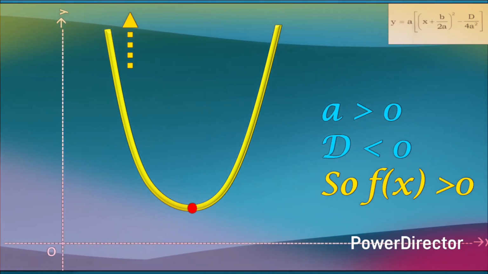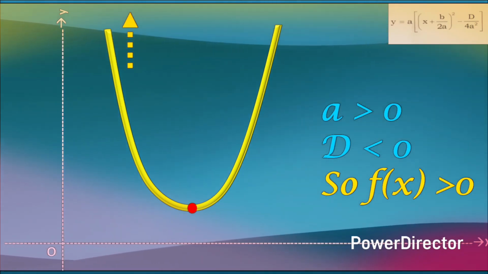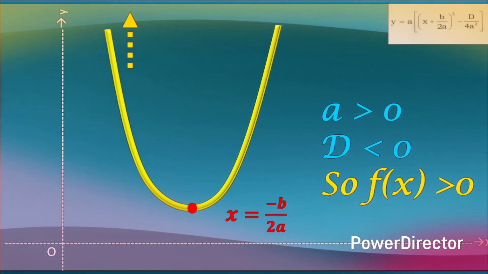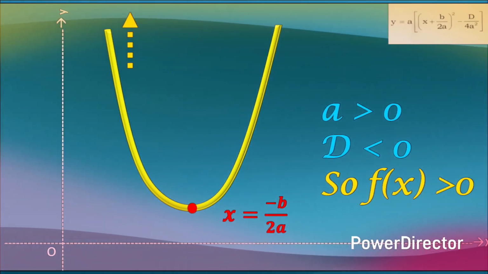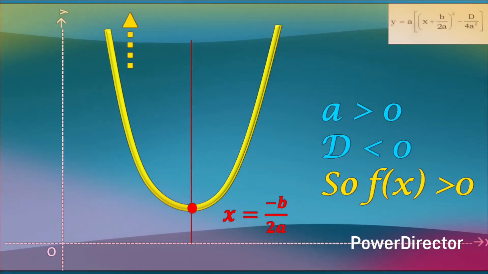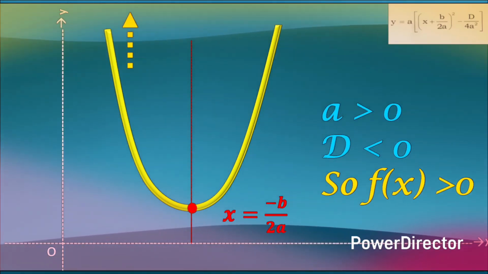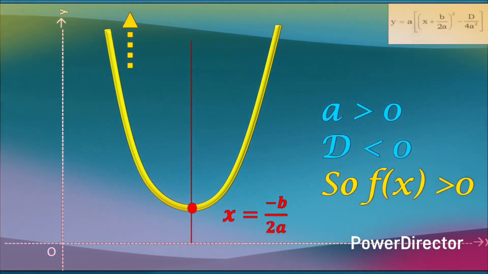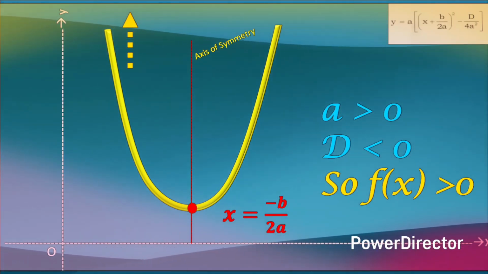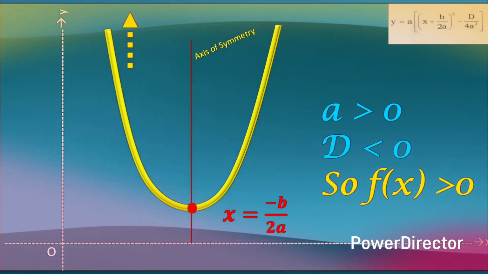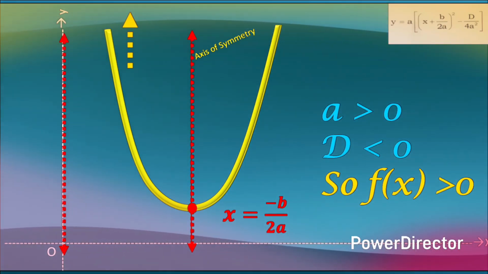And one more thing: the small dot here indicates the x value, that is minus b by 2a, where we will get the minimum value of this quadratic expression. If a line is drawn through this, it will divide the parabola, that U-shaped curve, into two equal parts. This is called the axis of symmetry, and it is parallel to the y-axis.